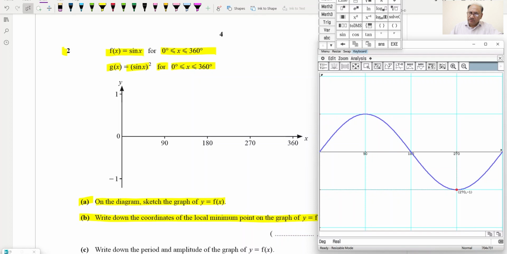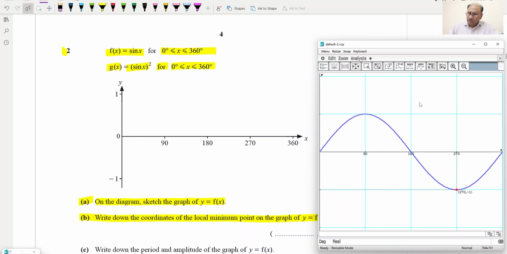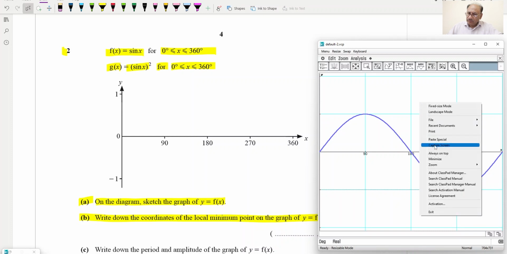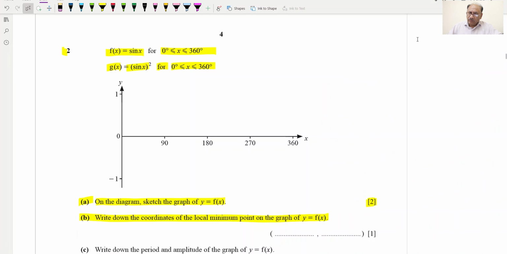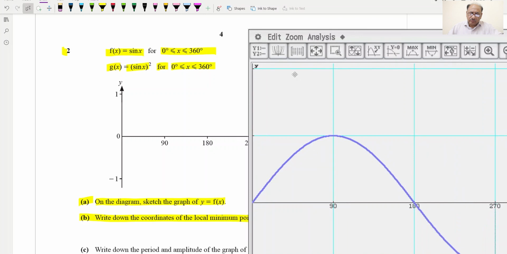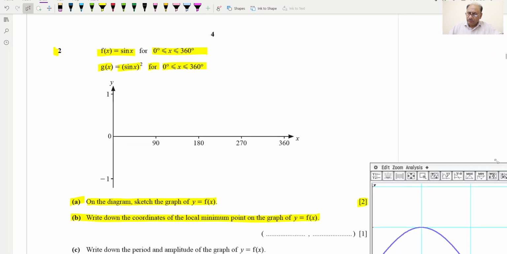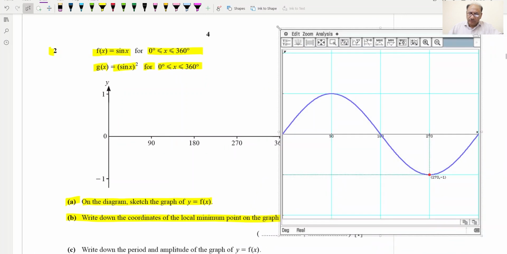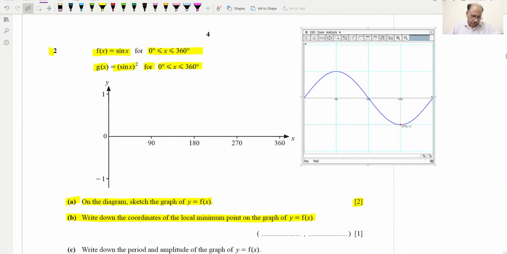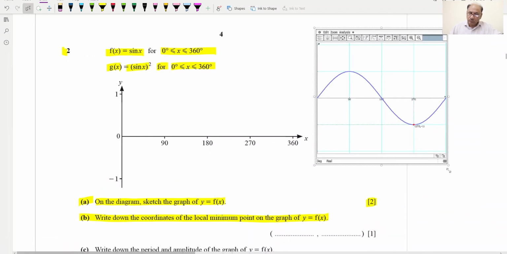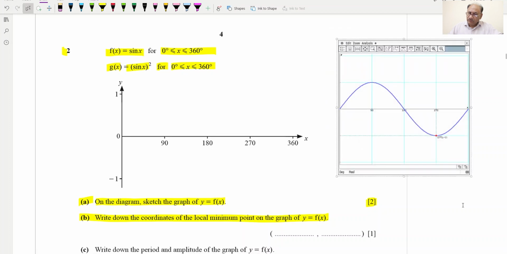So 270 and -1 will be the value, and now we can capture the screen. This will be copied over here, and this one we can reduce the size, and I'm copying this for your reference so that you can later on refer to this as well. So this is basically the curve, and the point is 270 and -1.